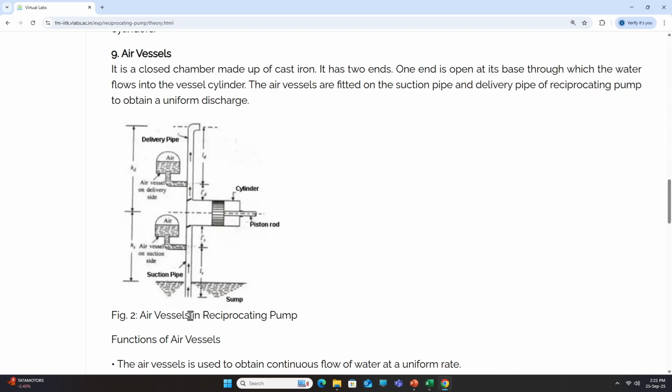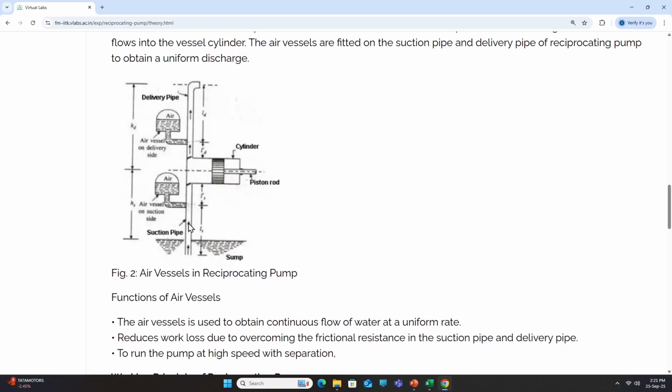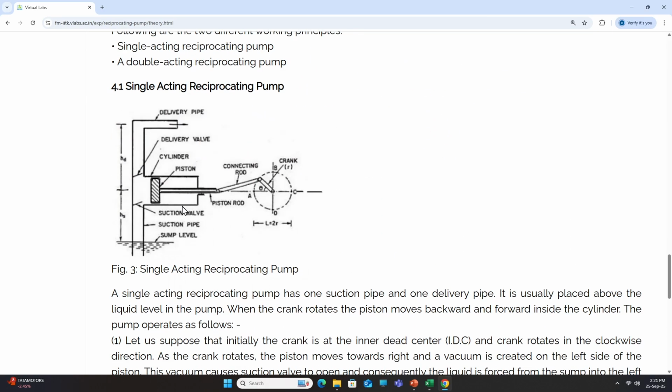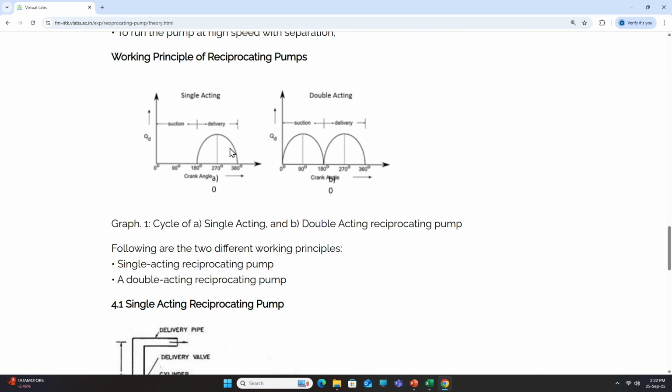So, this is air vessels in reciprocating pump. There are air vessels in which reciprocating pump has an application. So, the difference between single acting and double acting pump is there. In single acting pump, the fluid is delivered during the delivery stroke only, that is when the crank angle is between 180 to 360 degrees, only then the delivery of the fluid is there. Rest part is only suction, that is, this time is completely wasted.